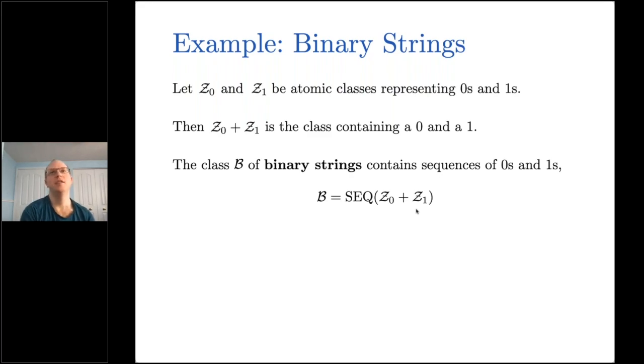Now the class of binary strings is all the tuples of all lengths of zeros and ones. So the class of binary strings is the sequence of Z0 plus Z1. And as generating functions, sequence means you get 1 over 1 minus, and Z0 and Z1, when you take their sum, you add their generating functions, and each of those are just atomic classes with generating function Z. So you add them up, and then you get 1 over 1 minus 2Z, which we saw before. So nothing too surprising there.